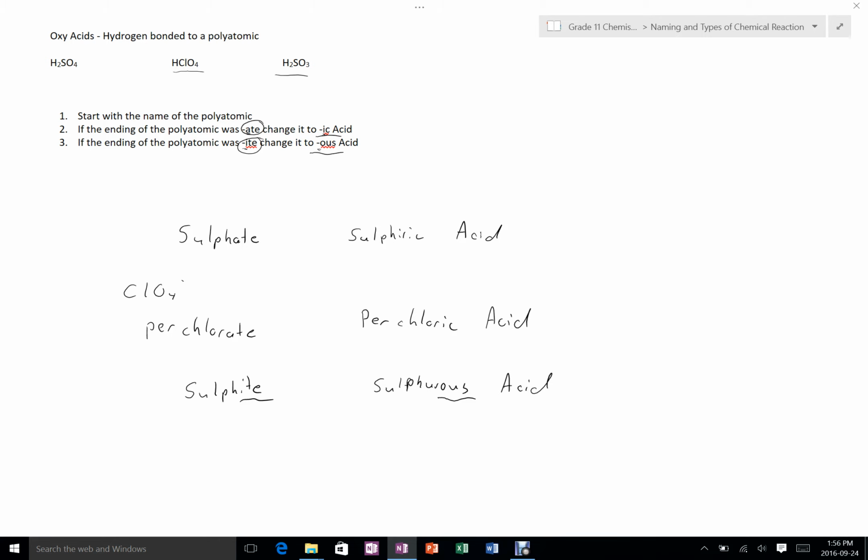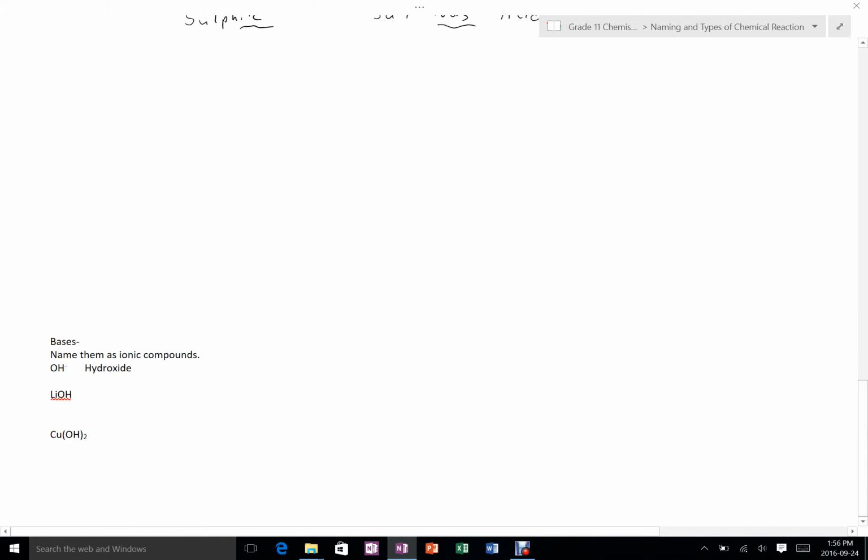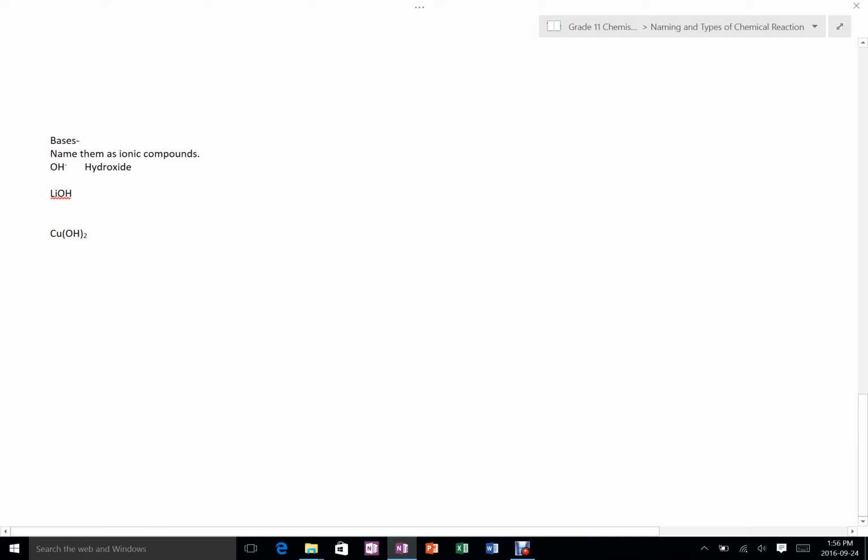Binary acids just with an element, oxyacids with the polyatomic. Naming bases is actually pretty straightforward. We just name it as the ionic compound, but we make sure that we have the polyatomic hydroxide, so we use that name for the hydroxide part. So here we have LiOH, so this is just lithium hydroxide. No special trick because it's a base or anything like that, it just has the normal name.